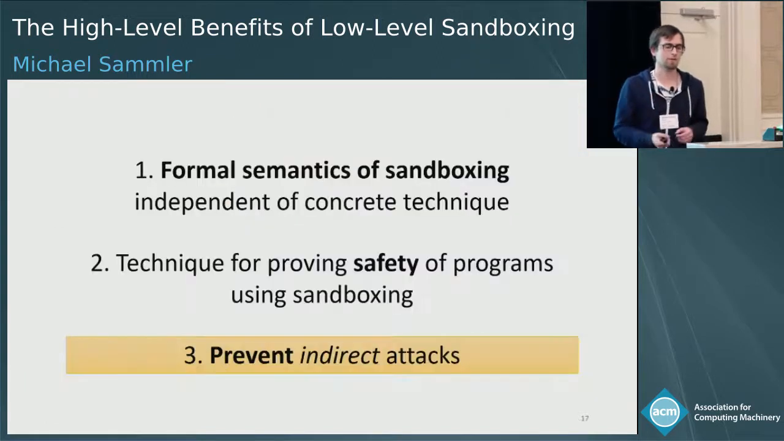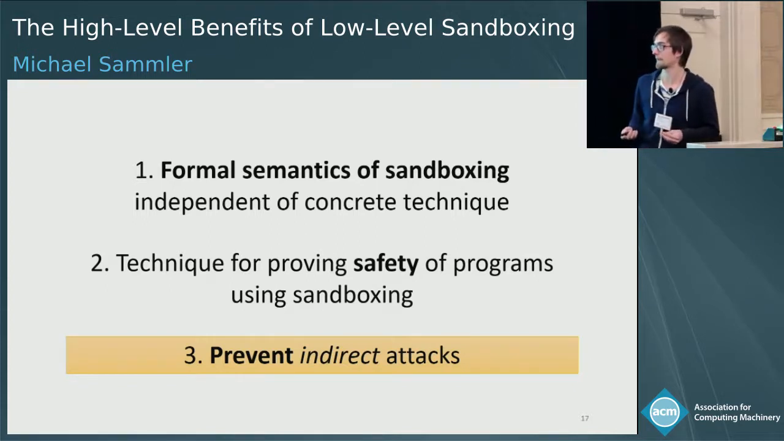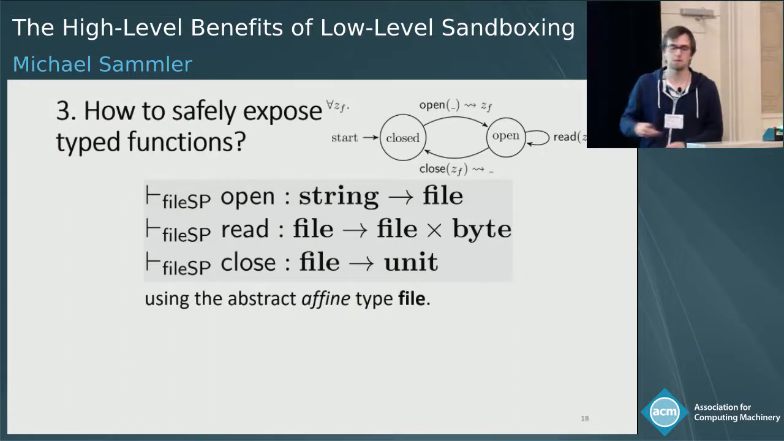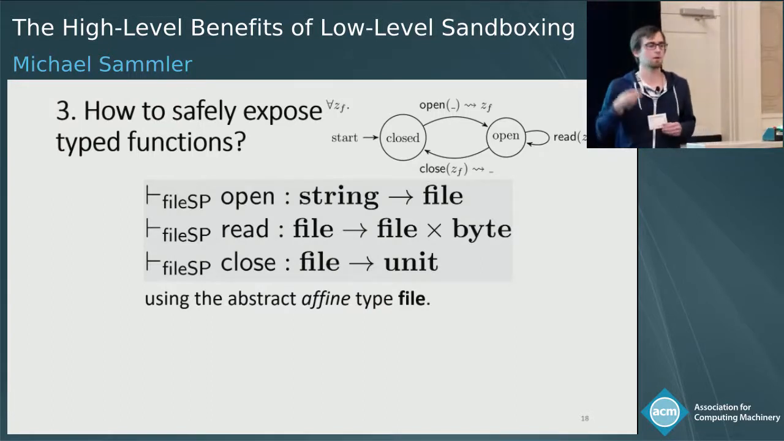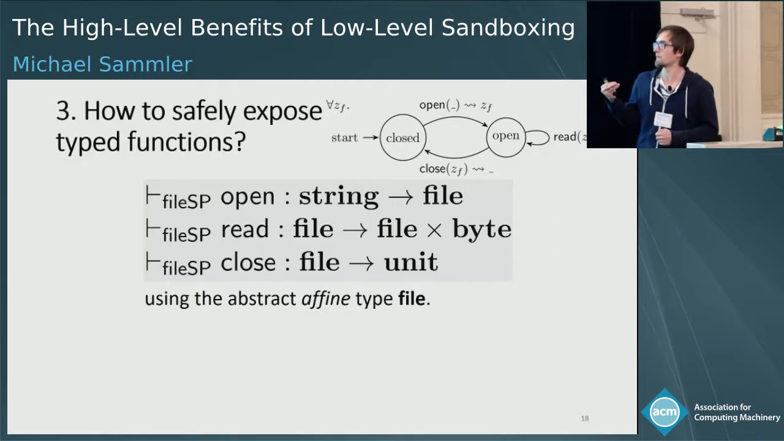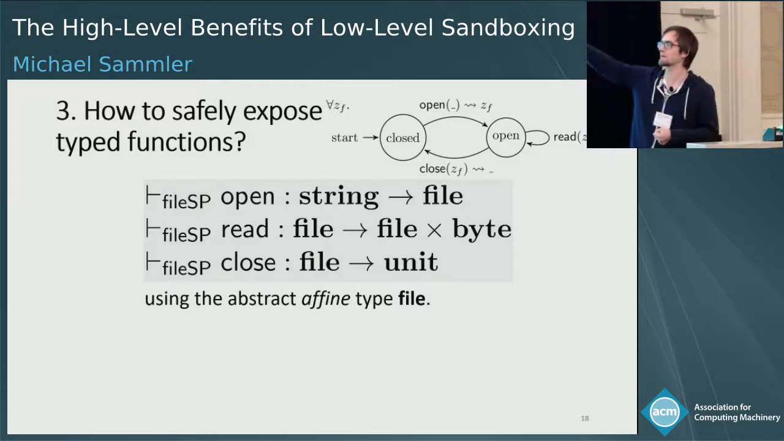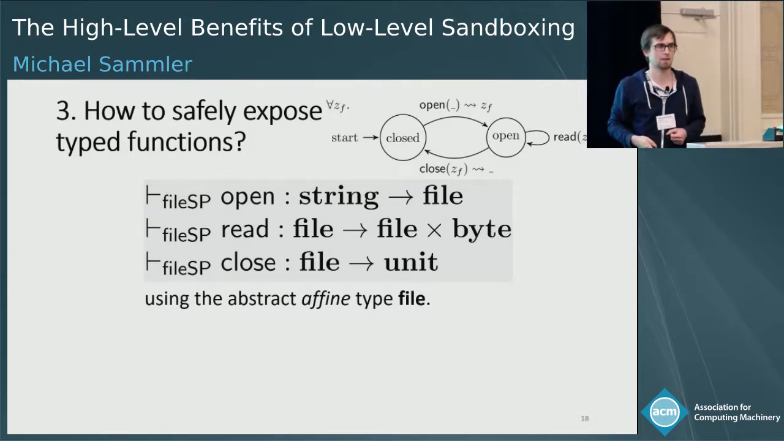So now that we've seen how we can prove safety of programs which use sandboxing, let us go back to these indirect attacks and how we can prevent them. So if we go back to our file functions, open, read, and close, we have that the trusted code might want to expose them to the untrusted code. But we see, if done naively, this is unsafe, right? Because as we've already seen before, the untrusted code could call, for example, close with a bad file handle. And formally, we see this because these functions don't have any as its argument type.